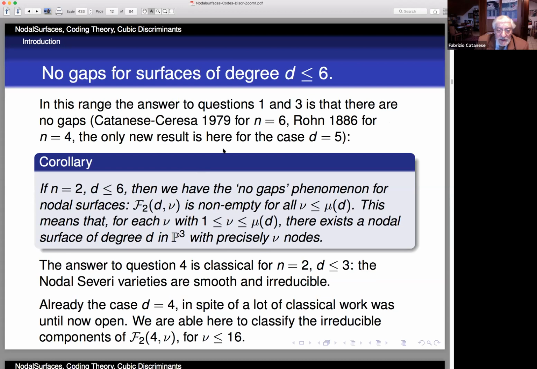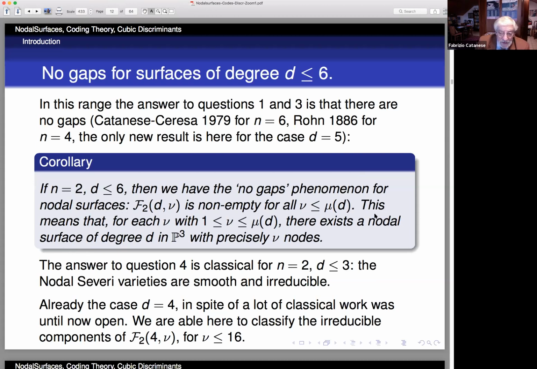So for all surfaces of degree up to 6, and for each number of nodes ν which is not greater than the maximum, there exists one surface with ν nodes. And for degree 6, this was proven by my work with Ceresa in '79. For d equal 4, it was proven by Rohn in 1886. And the only new result is here for the case d equal 5. So we have no gap for nodal surfaces if the degree is up to 6.